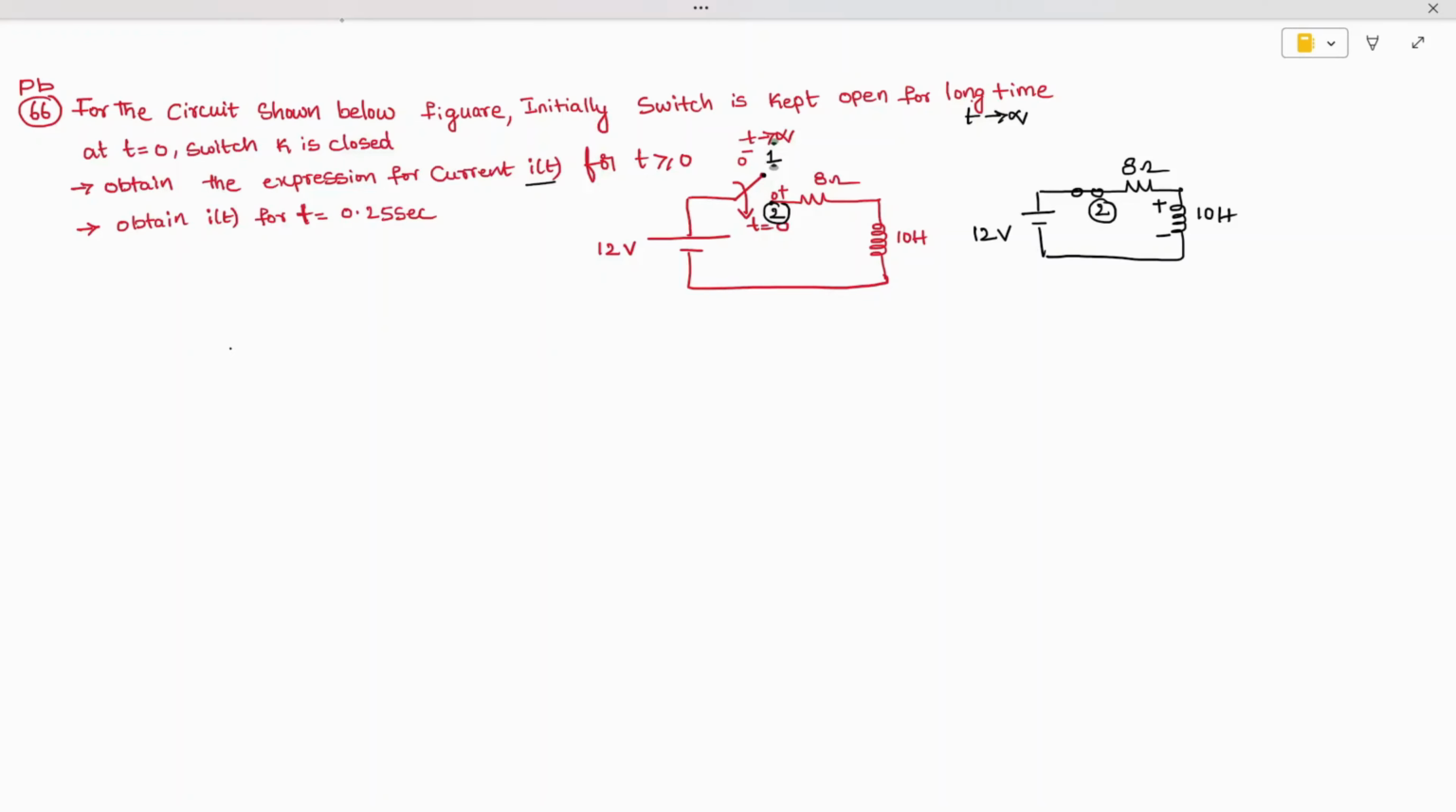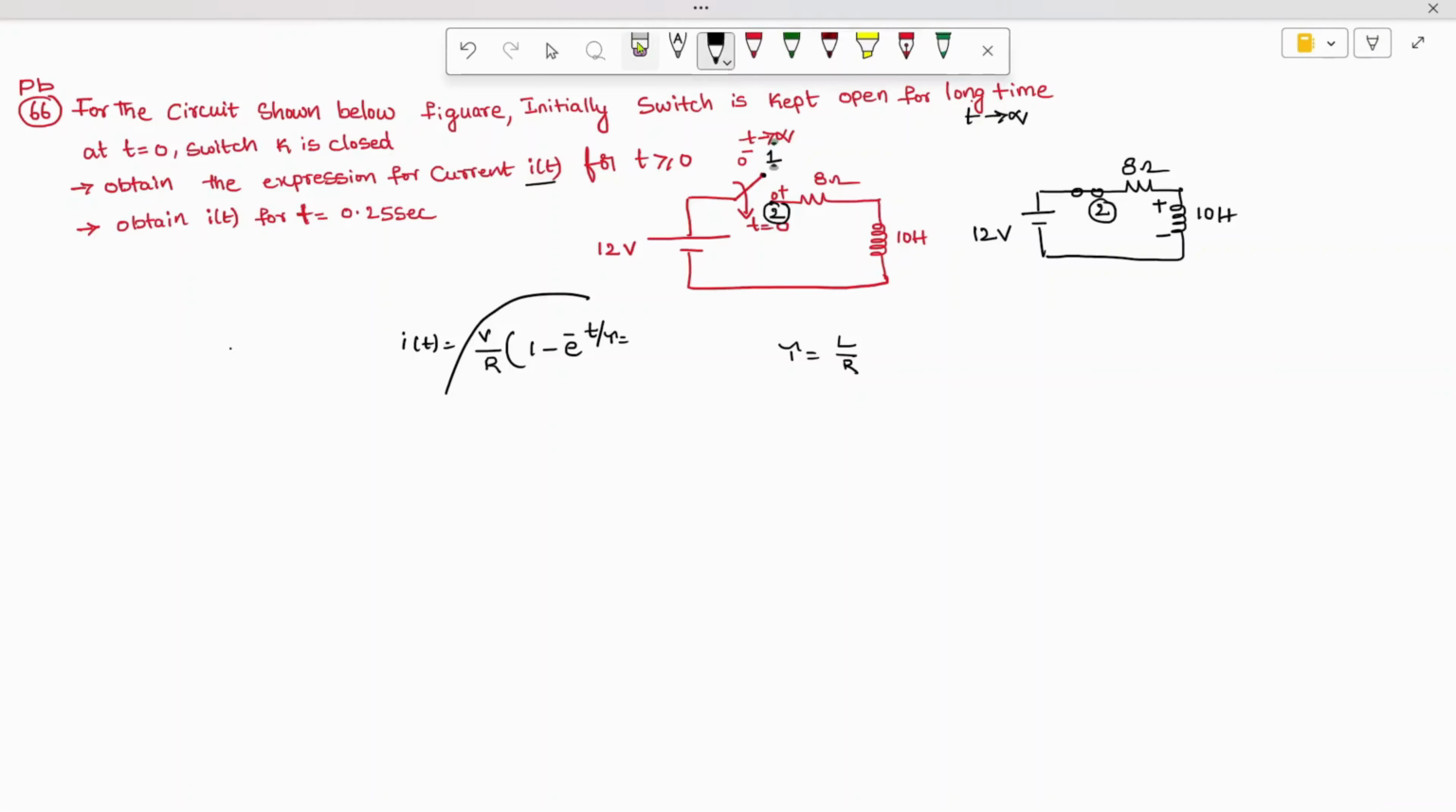Therefore, the expression of i(t) is V by R into, since it is getting exponentially charged, V by R into 1 minus e to the power minus t by tau. Here the time constant tau is equal to L by R. So substitute tau equal to L by R, and then you are going to get L divided by R. This is what we need to find out.